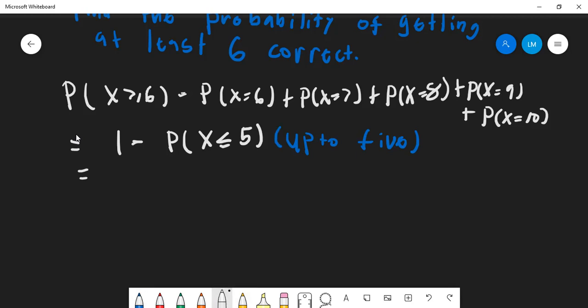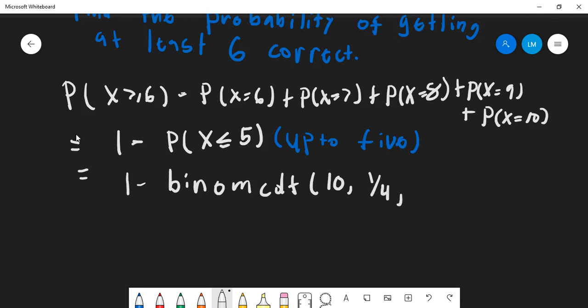This is just going to be 1 minus binomial Cdf. And then we're just putting in our parameters. In this case, the parameter is that there's 10 questions, but the probability of getting the question correct is 1 out of 4, so we have 1/4. Now, we said that we're going to calculate up to 5, so the x value is 5. Okay, so let's use our calculator to find this.